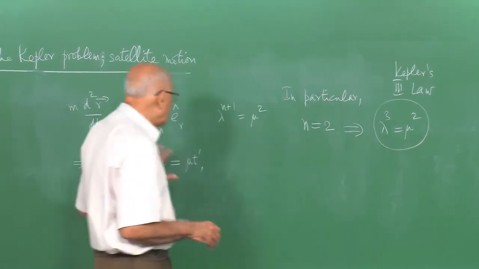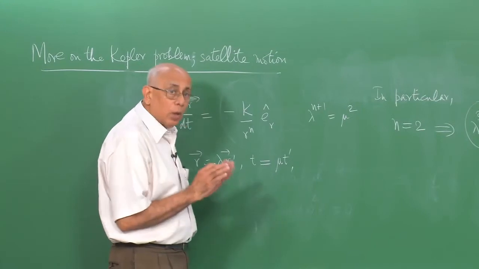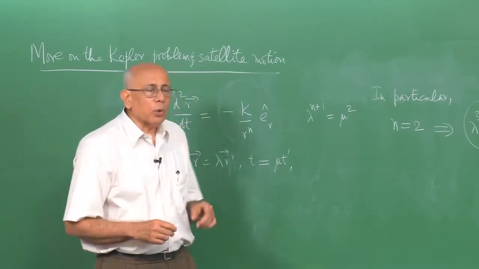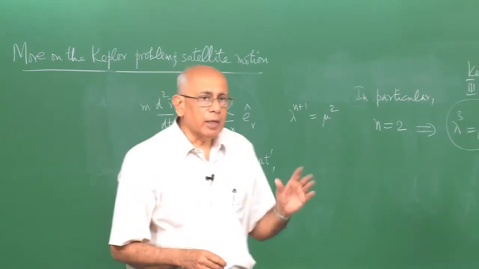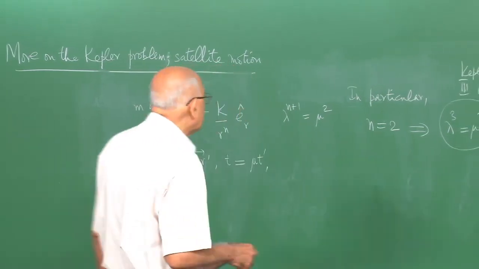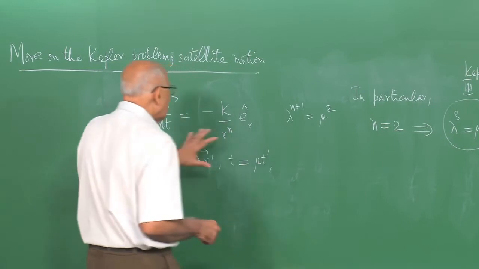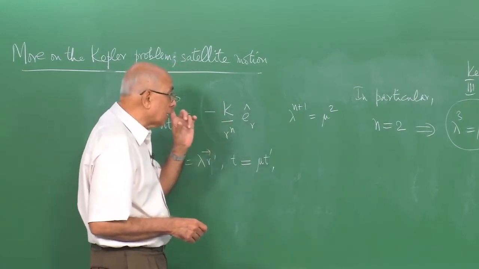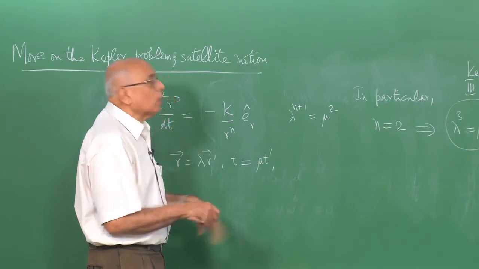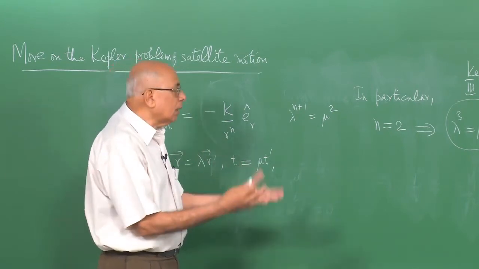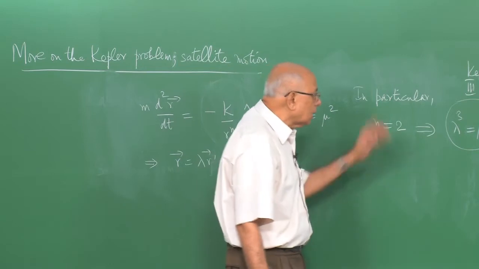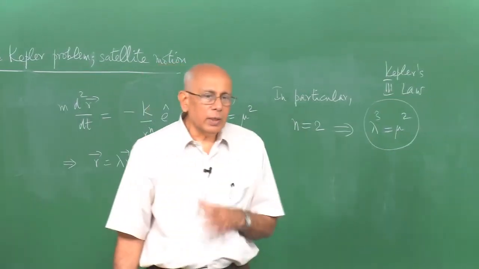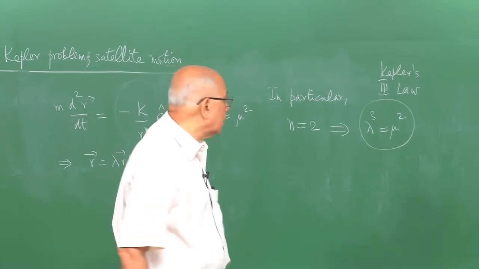This scaling argument does not prove that the inverse square law potential supports closed orbits in the form of ellipses. It only says if it supports closed motion with these parameters, mean radius r and time period t, it also supports any other r prime and t prime, such that r cubed over r prime cubed is equal to t squared over t prime squared. So that's all it says.